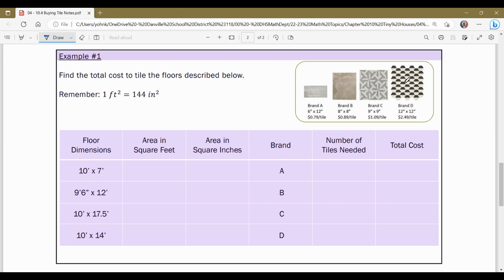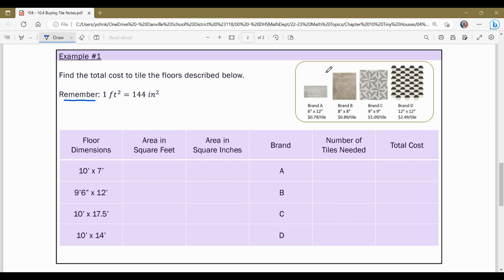The most important thing that you need to remember when you talk about tile is that usually tile comes in square inches and you pay per tile, but most people measure their rooms in square feet. So there's a little bit of a conversion factor that you need to remember, specifically that 1 square foot is equal to 144 square inches. So we're going to talk about that as we do the problems.